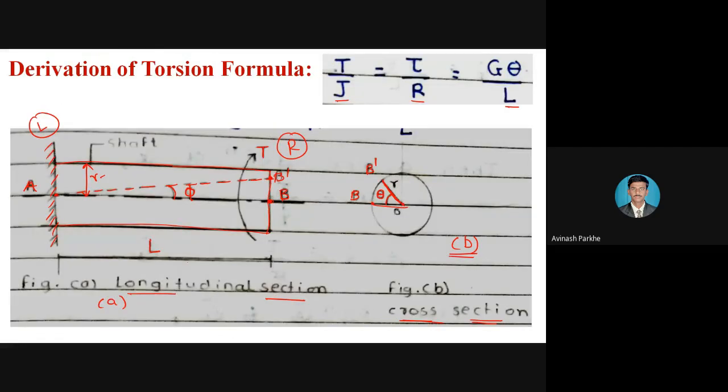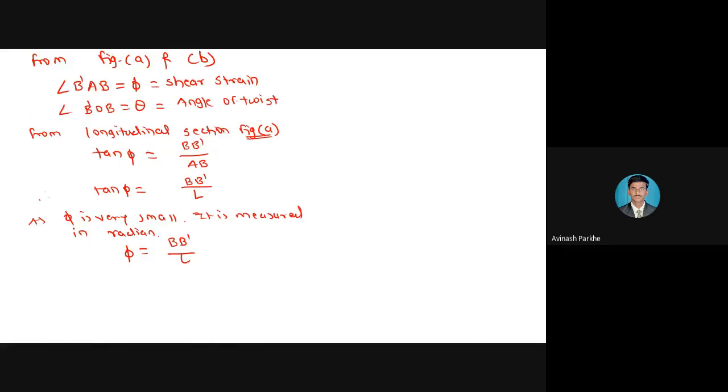Whatever the distortion taking place from this particular B to B dash is very negligible, and that distance is very small. Therefore, as it is measured in radians, whatever tan is there, we have neglected from this formula, and I have written the equation in the form of phi is equal to B dash upon L. By rearranging the terms, I get B dash is equal to phi into L. Let us consider this is equation number 1.